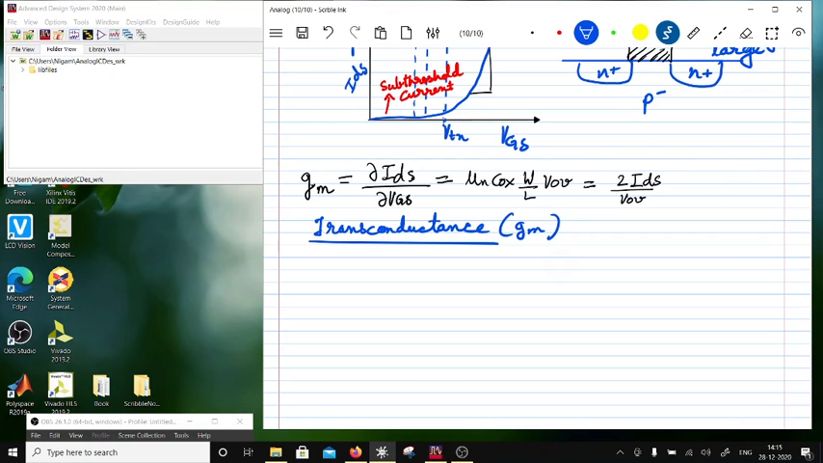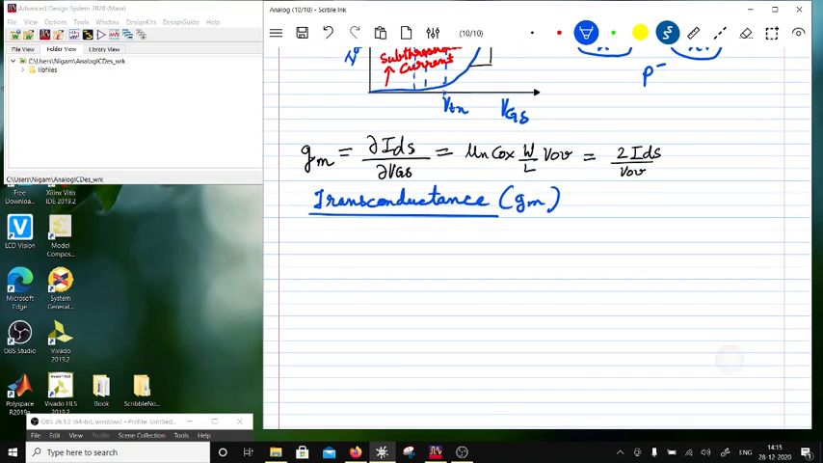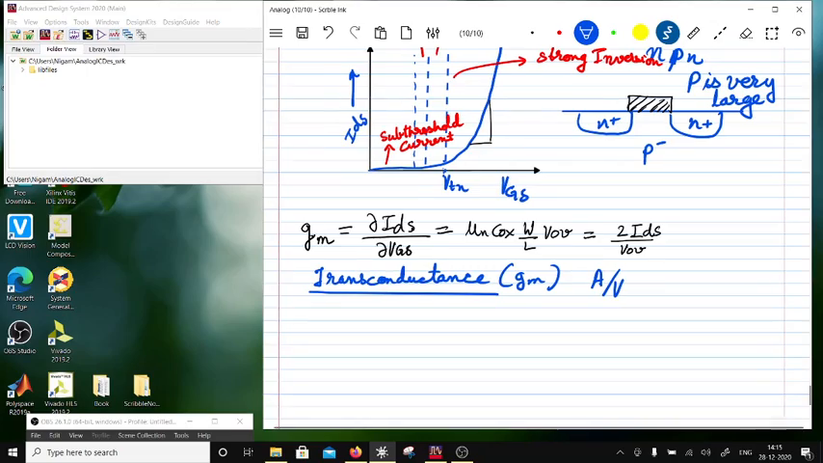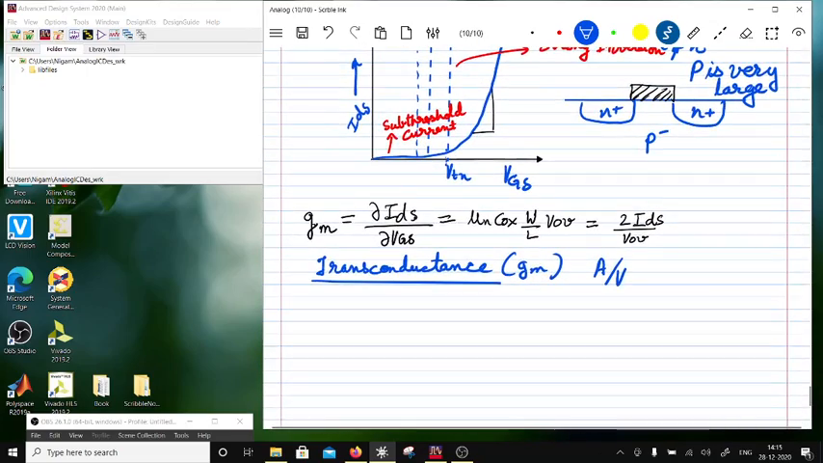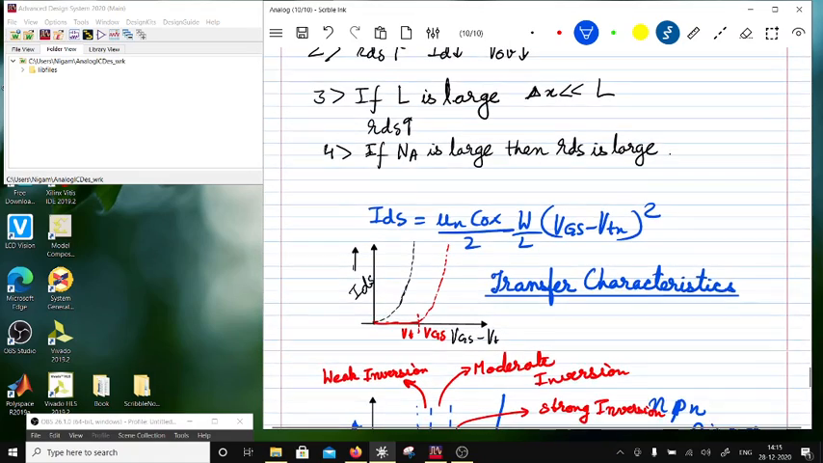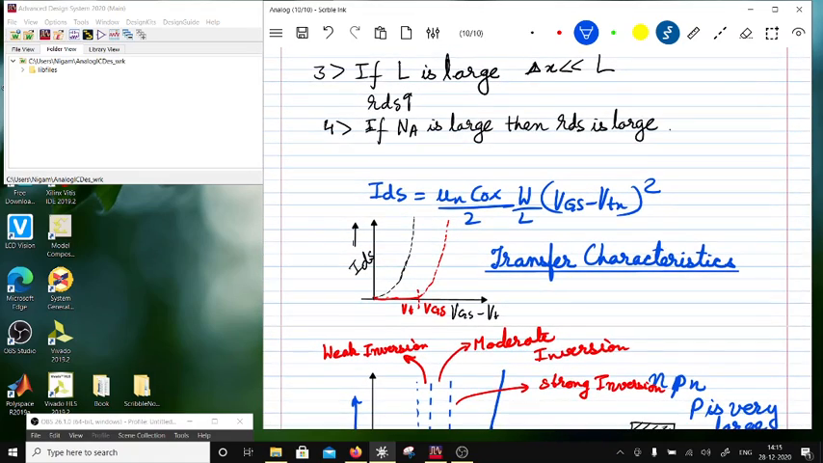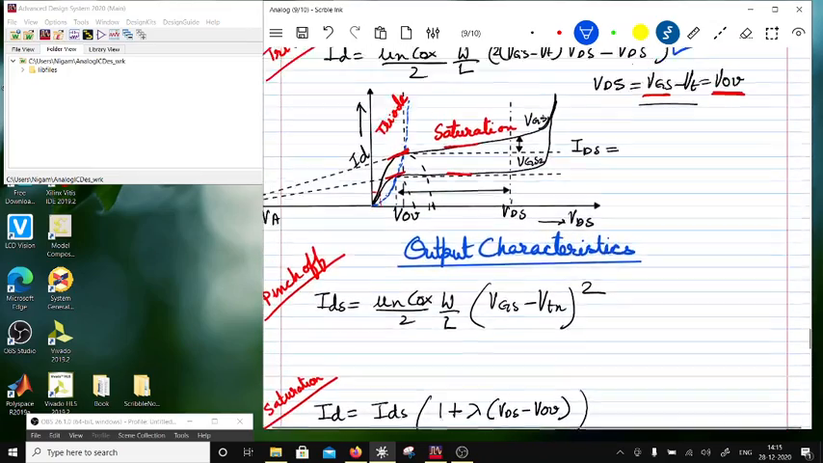Right, and what will be the unit? Ampere per volt? No, because it's a slope, right? Usually it will be in microamperes per volt. Okay, so that is the GM of the device. What else do you get from this transfer characteristics? VT, right? Now let's say, what do you get from the output characteristics?